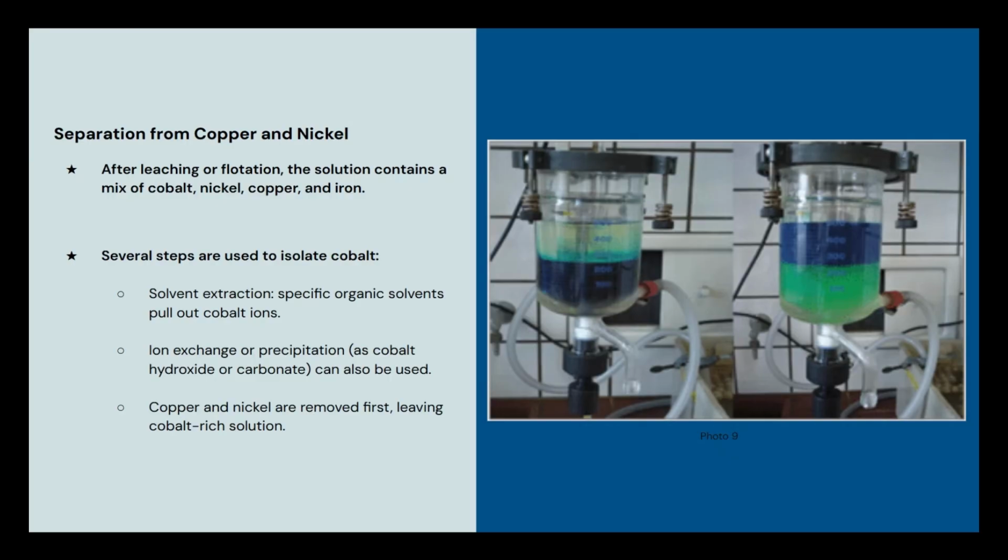Separation from copper and nickel. After leaching or flotation, the solution contains a mix of cobalt, nickel, copper, and iron. Several steps are used to isolate cobalt. Solvent extraction: specific organic solvents pull out cobalt ions. Ion exchange or precipitation, as cobalt hydroxide or carbonate, can also be used. Copper and nickel are removed first, leaving a cobalt-rich solution.